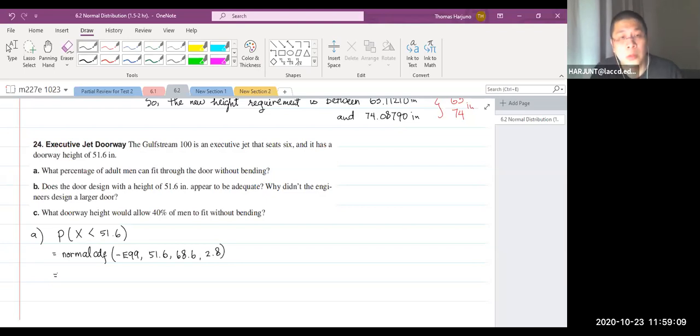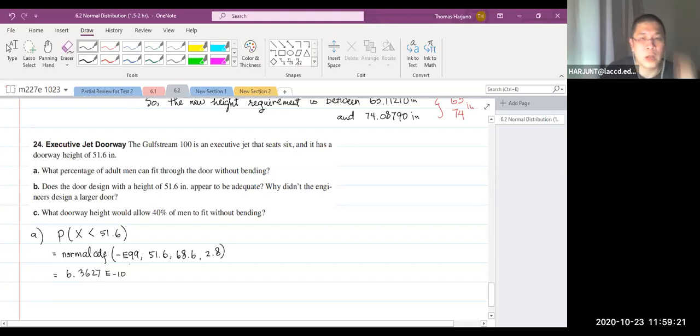Oh wow, I get this number here. I didn't expect this, but I get this number. This is 6.3627 E negative 10. Don't leave this as your answer. Even if this is what you write down, don't leave this as your final answer. You need to repair this. This means 6.3627 times 10 to the negative 10. That's what it means.